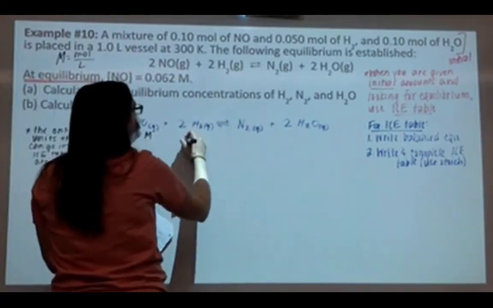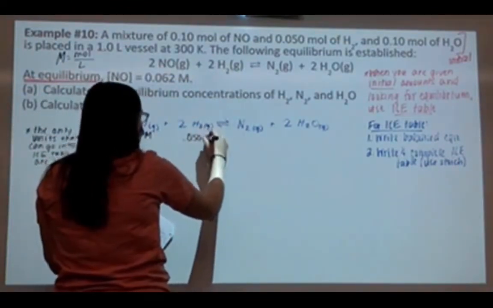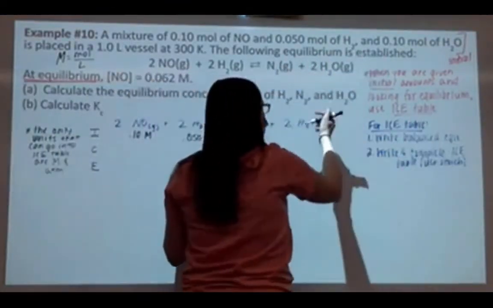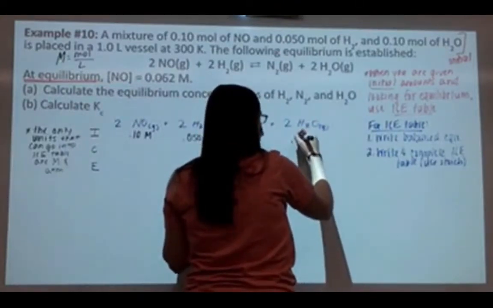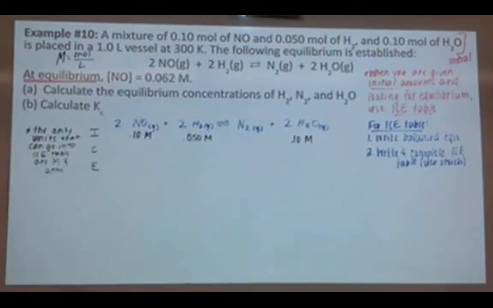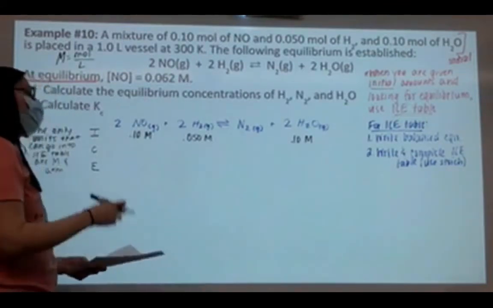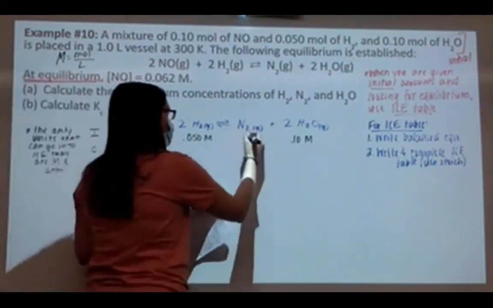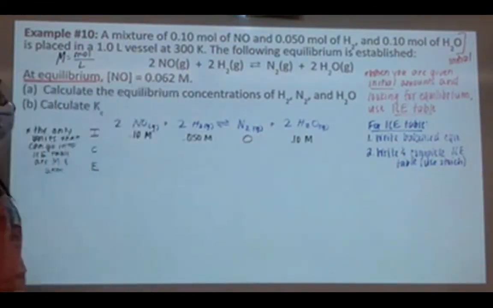H2, 0.050 molar. Again, 0.05 moles divided by 1 liter. And they also say that we're starting with some H2O. So the initial amounts that they gave us in this problem were NO, H2, and H2O. If an initial amount is not given, it is 0. The problem says nothing about starting with N2. It's 0.